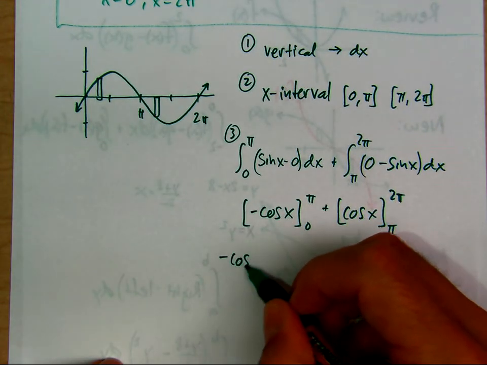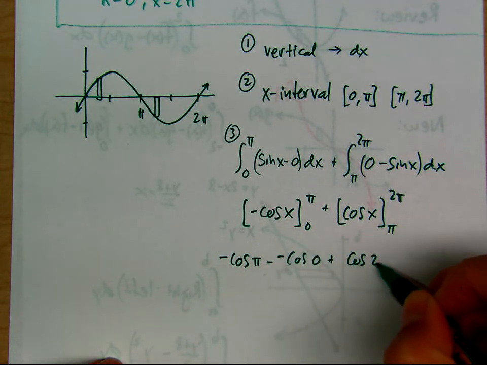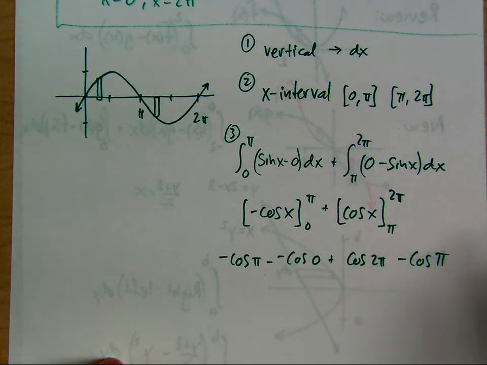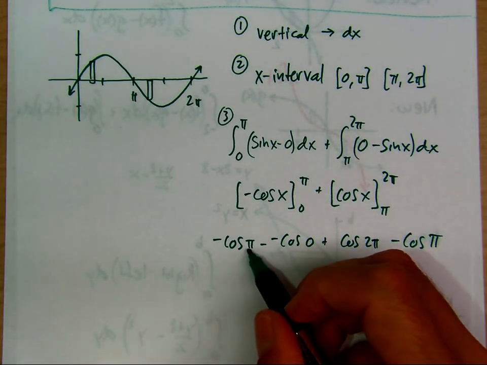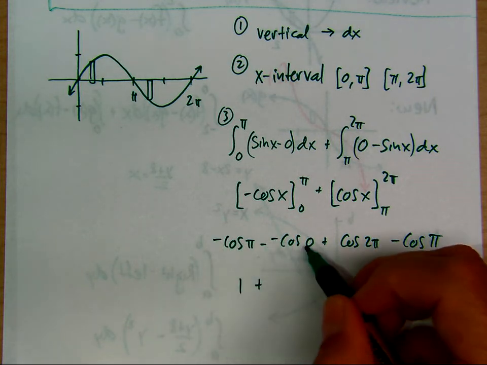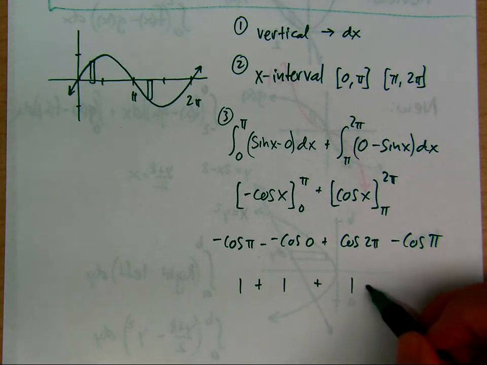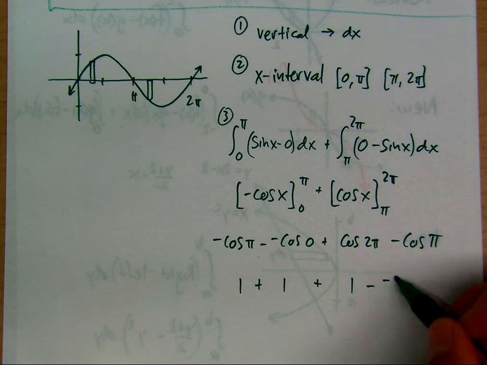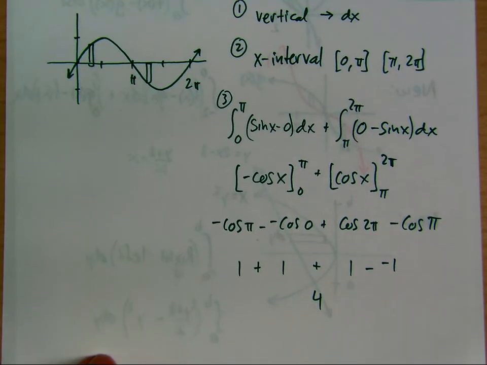Negative cosine of pi minus negative cosine of 0. Cosine of 2 pi minus cosine of pi. Cosine of pi is negative 1, negative negative 1, this is plus. Cosine of 0 is 1. Cosine of 2 pi is 1 minus negative 1, cosine of pi is negative 1. So the area is 4. And I think that would be a little unexpected, to have that integer value for the area.